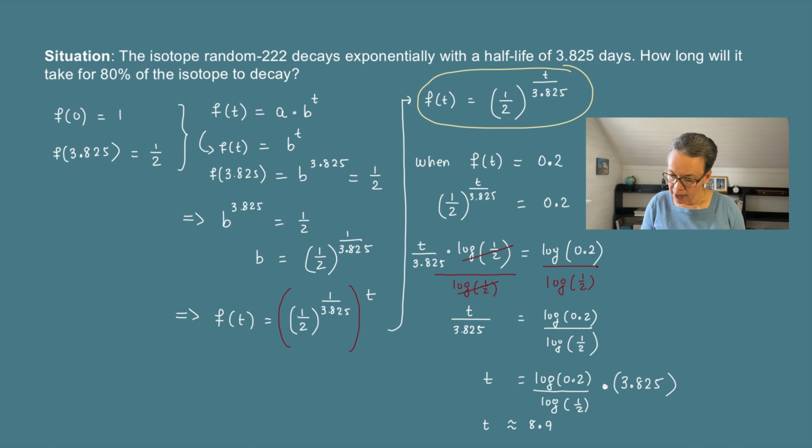8.9 days. Okay. So it will take about 8.9 days for 80% of the isotope to decay.